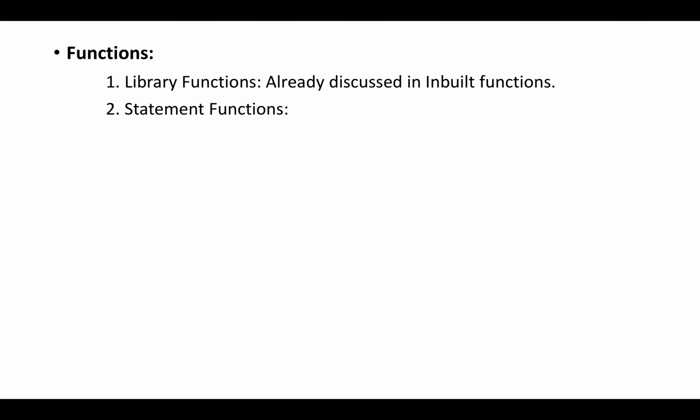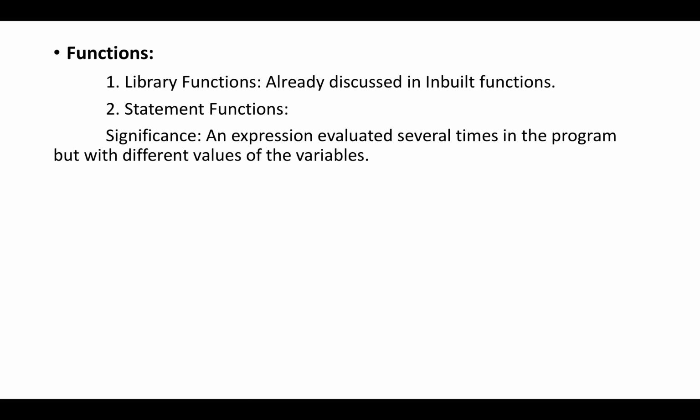The second one is statement function. This is a one-line function used for writing expressions whose values are required at different values of a variable. The significance of a statement function is that an expression is evaluated several times in the main program or any program, but with different values of variables. In that case it is very useful to define the statement function once and then call this function with different values of the argument.